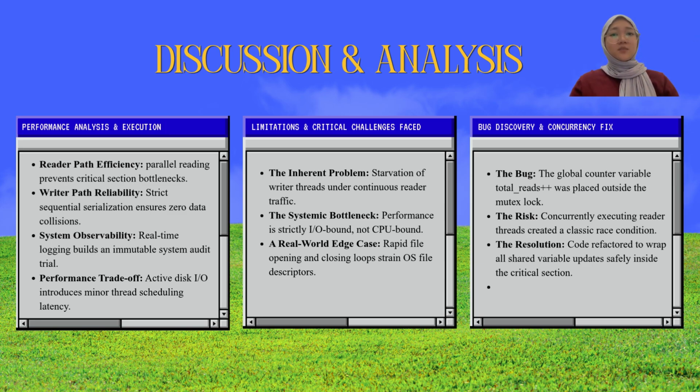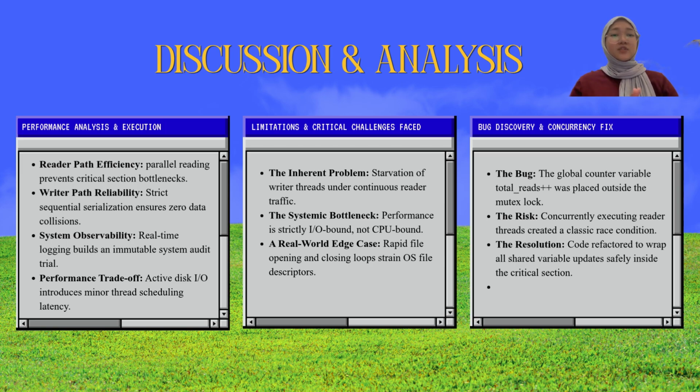To monitor this behavior, we implemented a real-time logging subsystem. While capturing these microsecond-accurate trace logs introduces minor disk I/O latency, this trade-off is highly justified because it provides an immutable, transparent audit trail of our thread states.